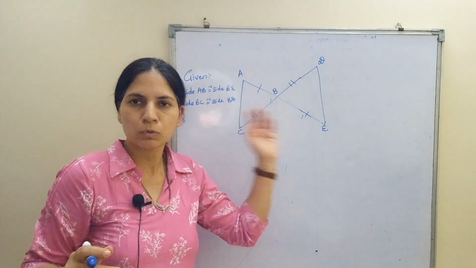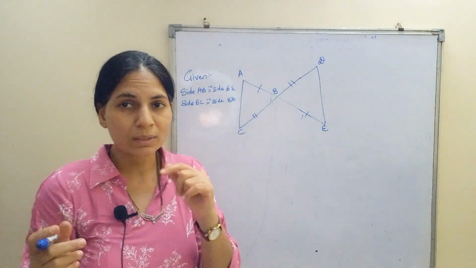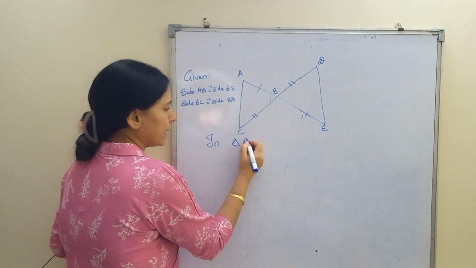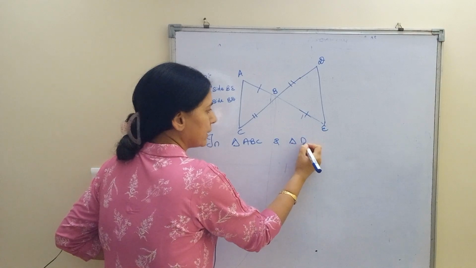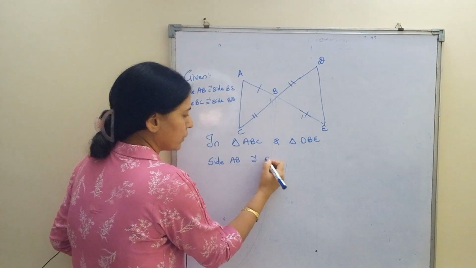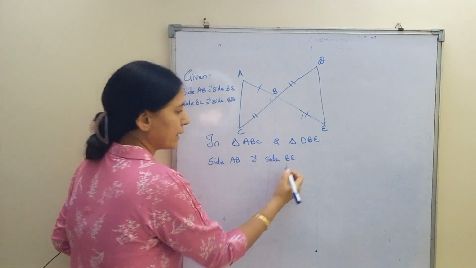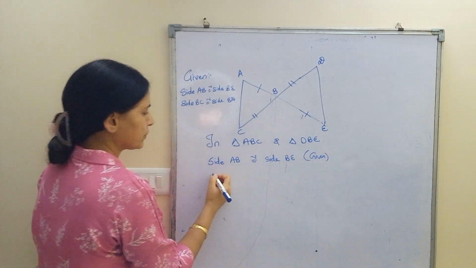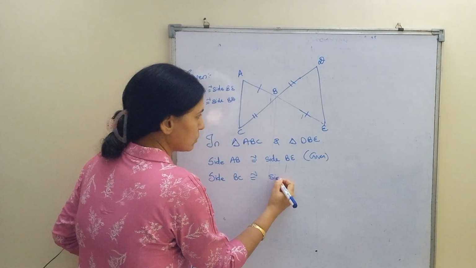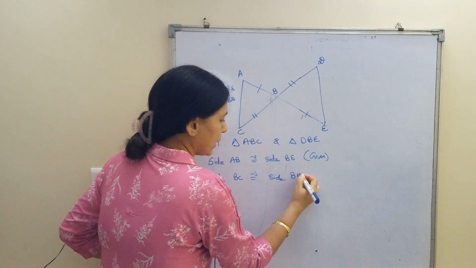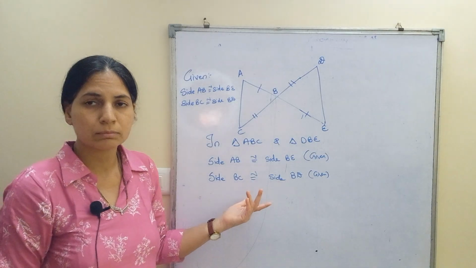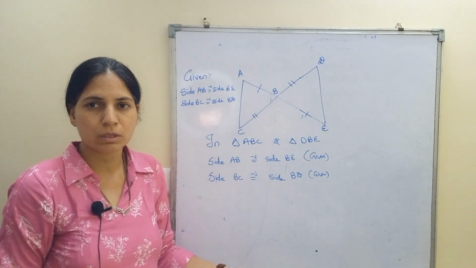Now, my dear students, how will you prove that these two triangles are congruent? One thing is hidden. You have to understand it. Okay, now let me start. In triangle ABC and triangle DBE, side AB is congruent to side BE. Why? Given. Again, side BC is congruent to side BD. Why? Again given. Now, the third condition is not given. You have to interpret, you have to understand what is the third condition.